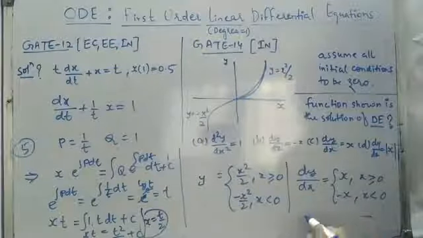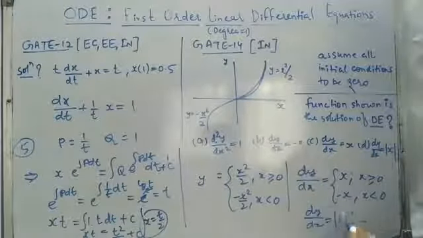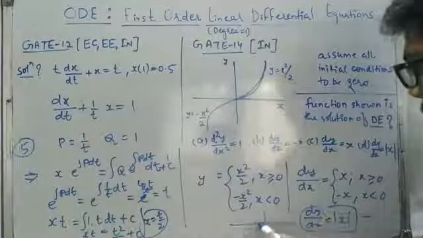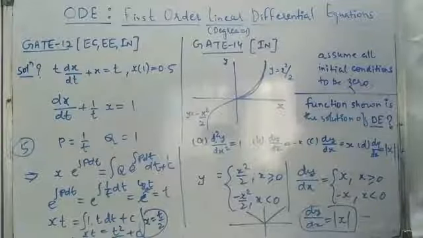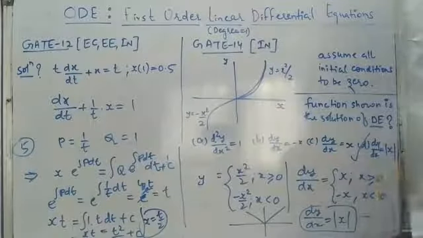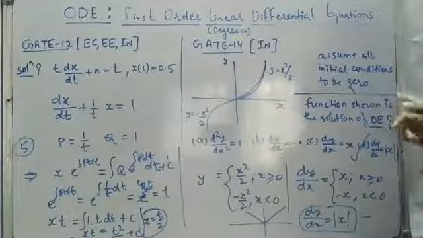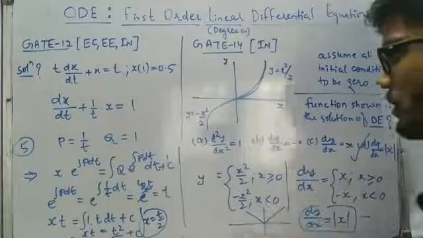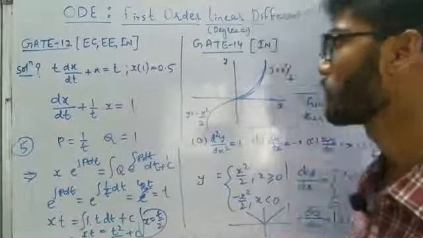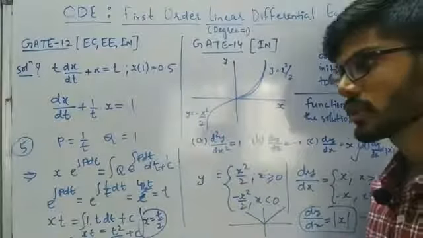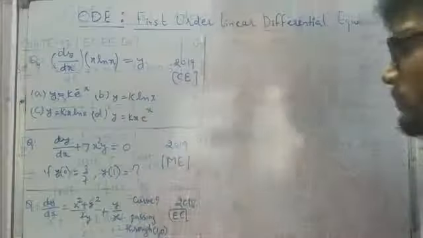So this we can simply say dy by dx is nothing but mod of x, right? So the graph for dy by dx will be something like this. So this is the graph of mod x. So our answer will be dy by dx is equal to mod x. And also they have said assume all initial conditions to be 0, so we need not worry about the integration constant at all. So these were the two problems. Let us discuss a few more so that we can understand in an appropriate manner.